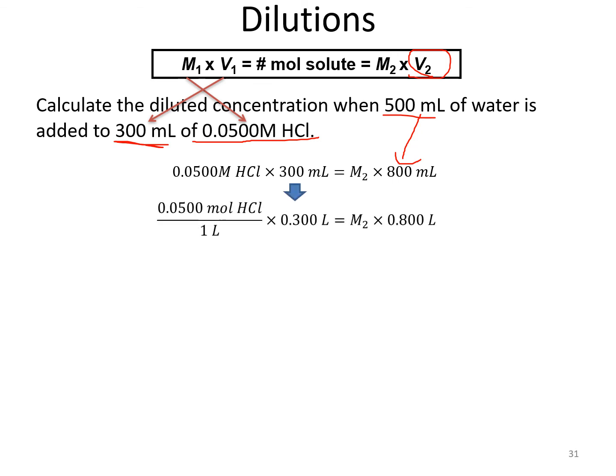So we have our problem set up. M1, the 0.0500 molarity, times 300 mils equals M2 times 800 mils. For this formula to work, you don't necessarily have to have your volume in liters. The only thing that has to be true is that V1 and V2 need to be in the same units. If they're both in milliliters, that's fine. If they're both in liters, that's fine. You just have to be consistent.